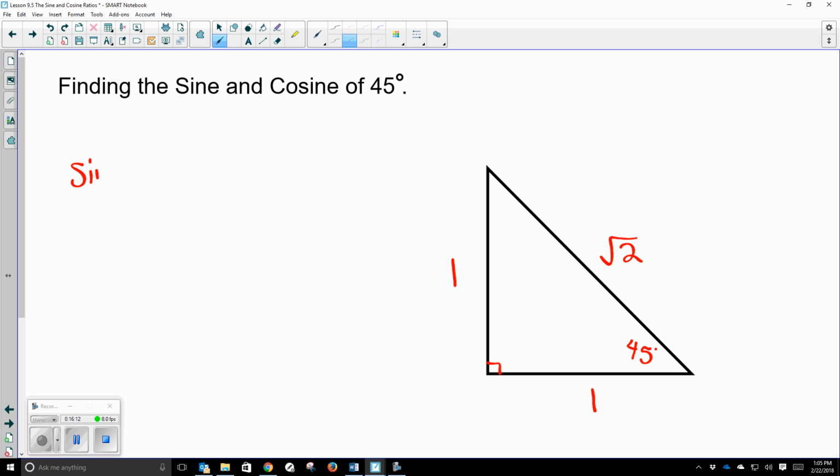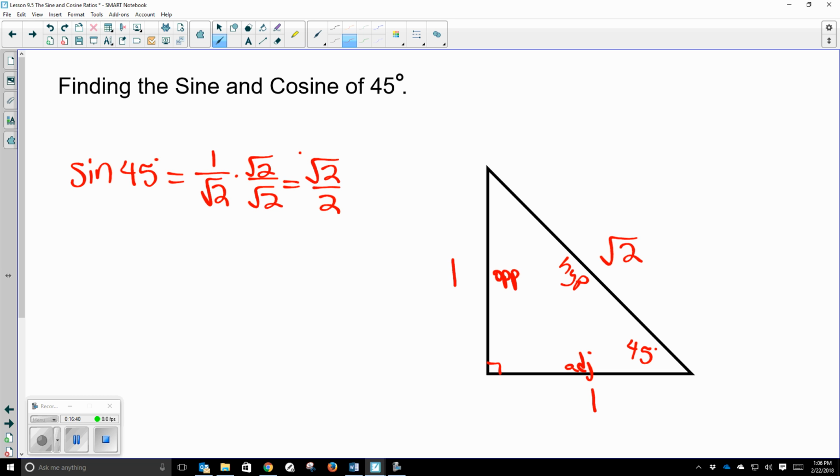So sine of 45 degrees is equal to 1 over the square root of 2, because this is opposite and this is hypotenuse. This is adjacent. And if we rationalize that, the sine of 45 degrees is the square root of 2 over 2.